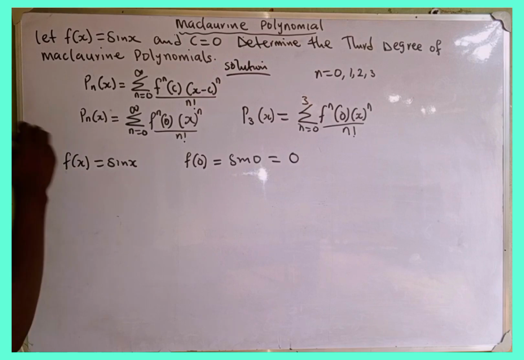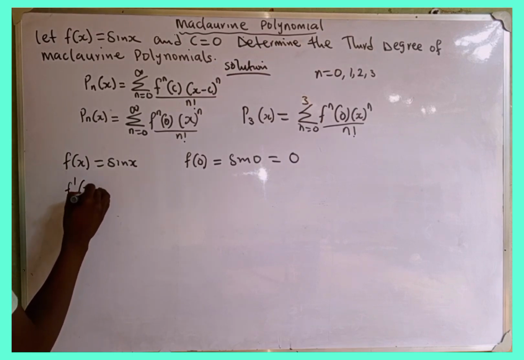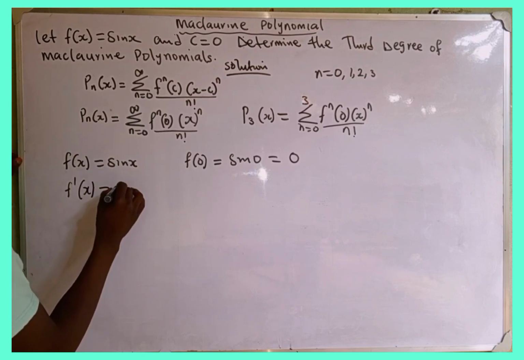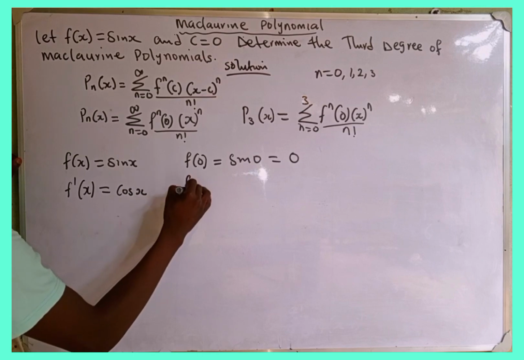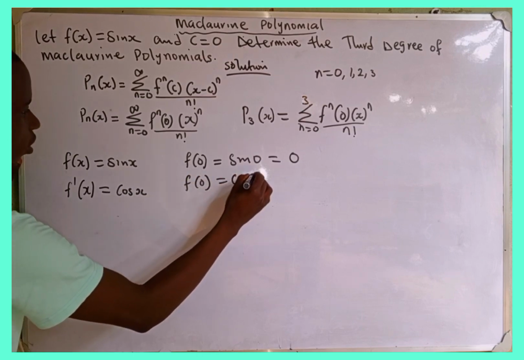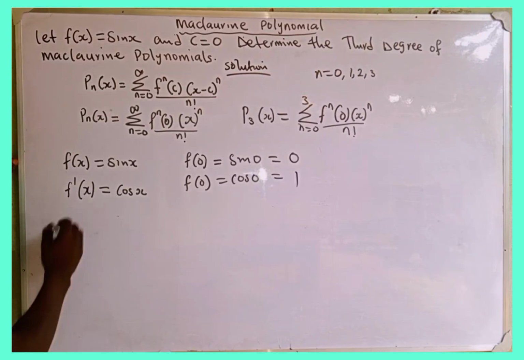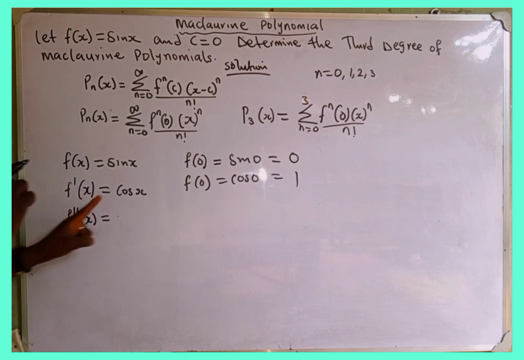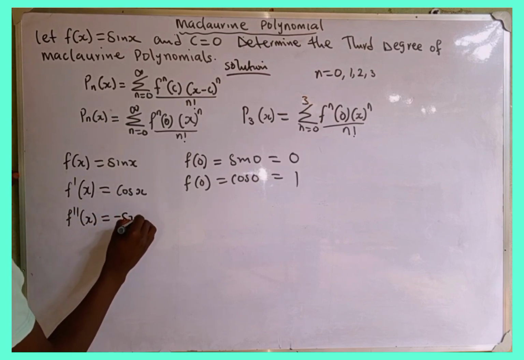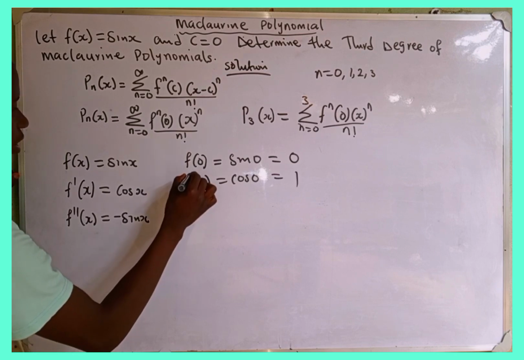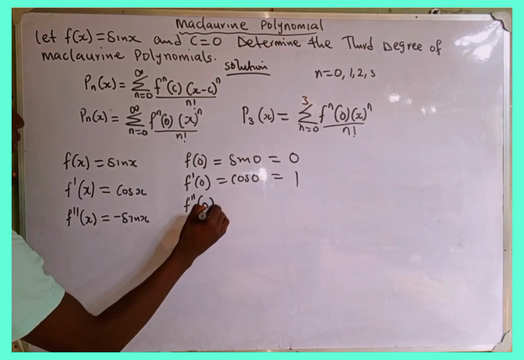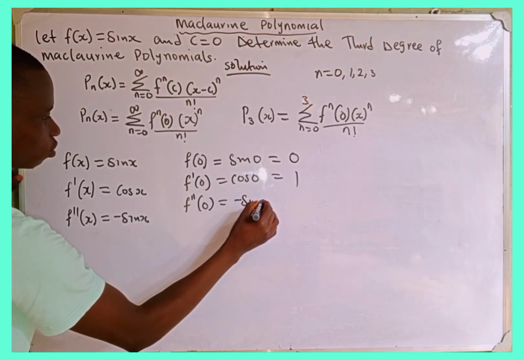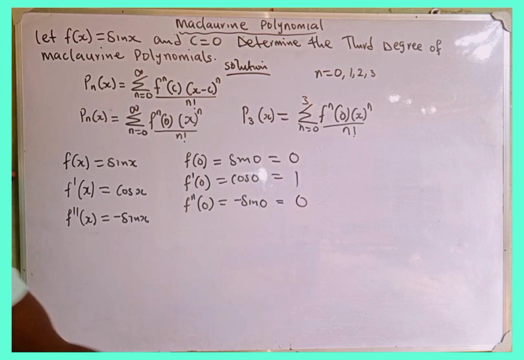Now, the next thing is to differentiate this function. We have f prime of x, which is equal to, if you differentiate sine x, cos x. And f prime of 0 is the same as cos 0, which is equal to 1. The next one is the second derivative, f double prime of x, which is equal to, if you differentiate cos x, minus sine x. So f double prime of 0 is equal to minus sine 0, which is the same as 0.